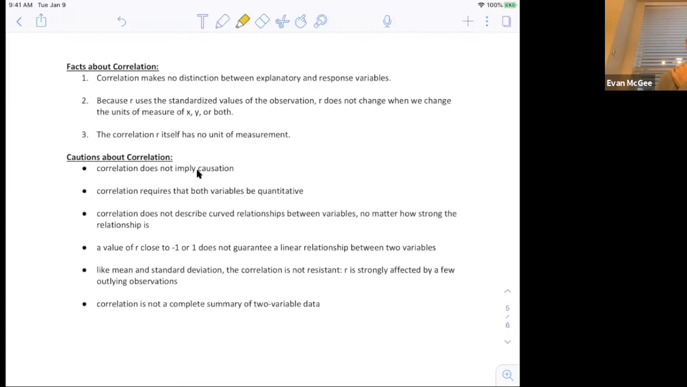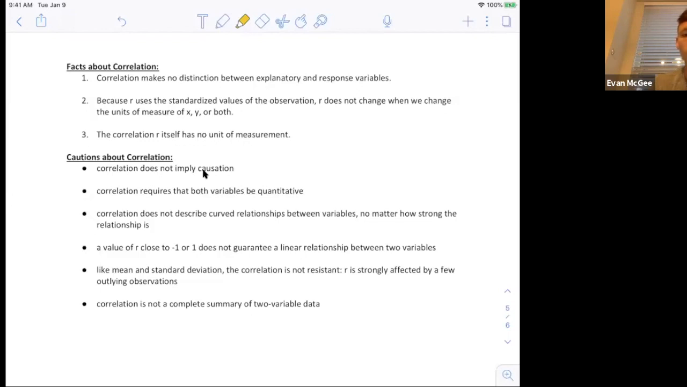Correlation does not imply causation. The reason for this is there are other variables that could be at work. For example, it is known that there is a strong and positive relationship between the number of casualties at a fire and the number of firefighters present at the fire. So does that mean that more firefighters going to the fire are causing more casualties? No, there's something else at work.